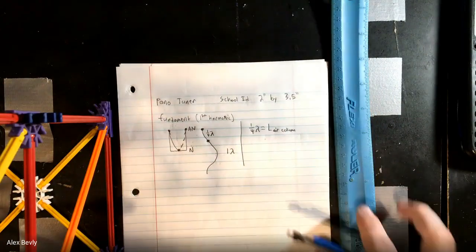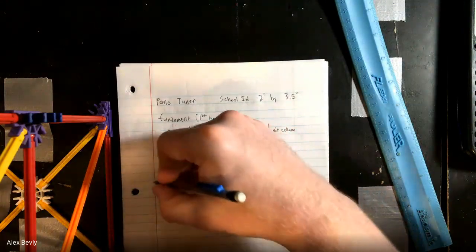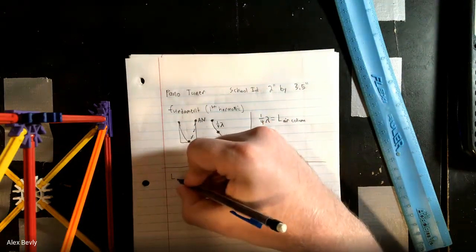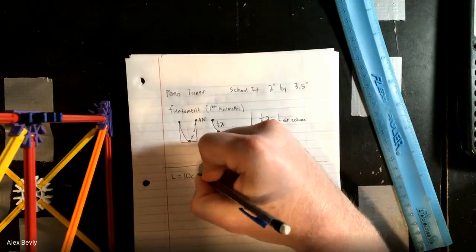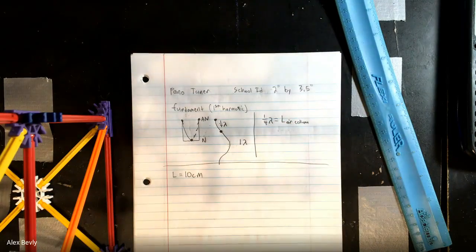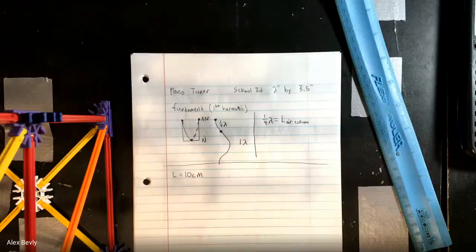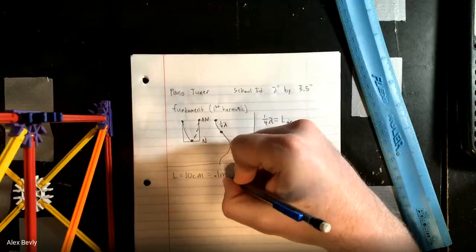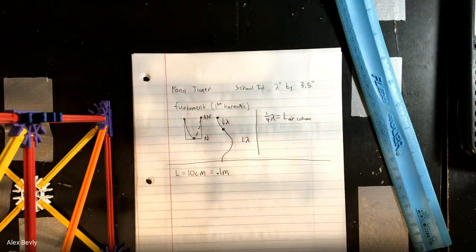So let's start with that 10 centimeter one. I know the length of the first tube is 10 centimeters. But what do I want that to be in? Not centimeters, we're going to use meters. So divide this by 100 to get 0.1 meters. All right, so I know the length of my tube.